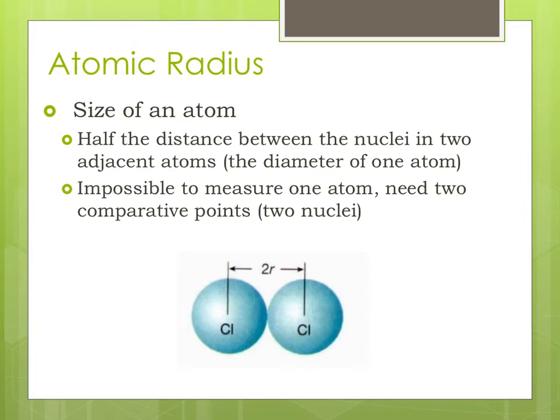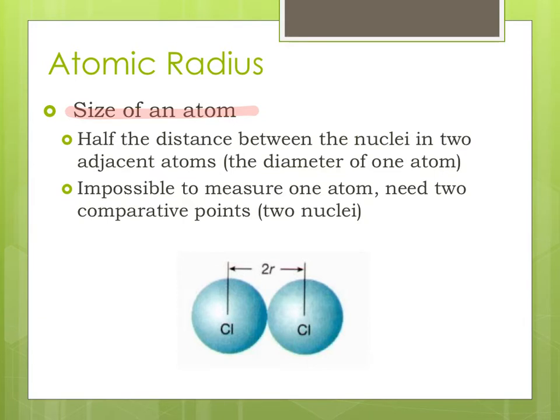The first trend that we're going to talk about is atomic radius. So an element's position on the periodic table can help us to determine the size of the atom of that particular element. So before we can talk about the trend, we have to understand what atomic radius is. It's the size of an atom.